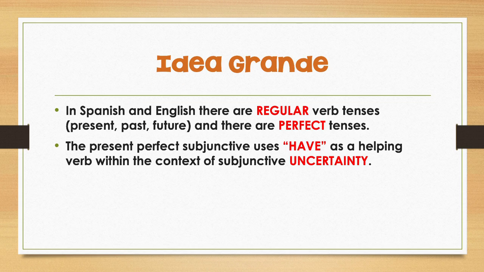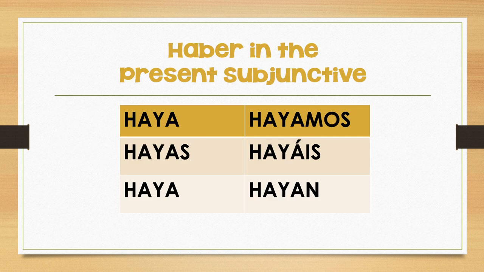Both in English and in Spanish, there are lots of different verb tenses, and one way to divide them is that there are regular verb tenses like present, past, and future, and then there are perfect tenses. The perfect tenses use the verb "have" as a helping verb. And the present perfect subjunctive is going to mean "have done," using that as a helping verb, but always within the context of uncertainty. So, like, "I hope you have done your homework," or "it's important that you have talked about this before." All right, let's take a look at what that looks like.